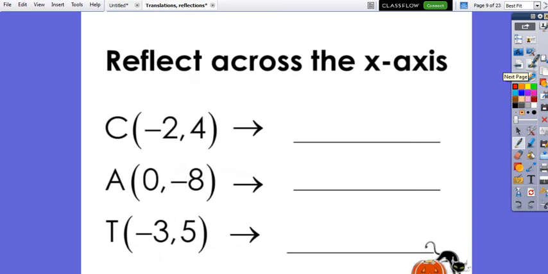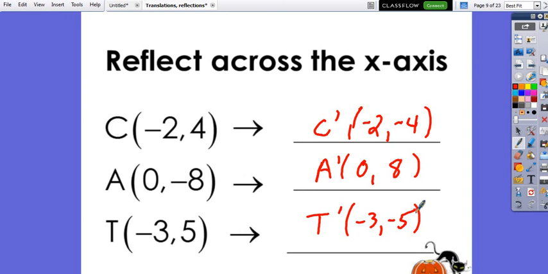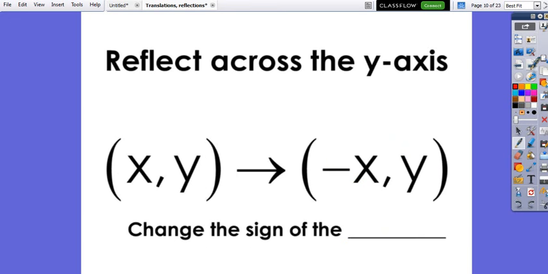Okay, so here's some more examples. Reflection across the x-axis. So on your paper, go ahead and do these on your own, and then I'll call on certain ones so we can see our results. Very simple. We just change the y values.